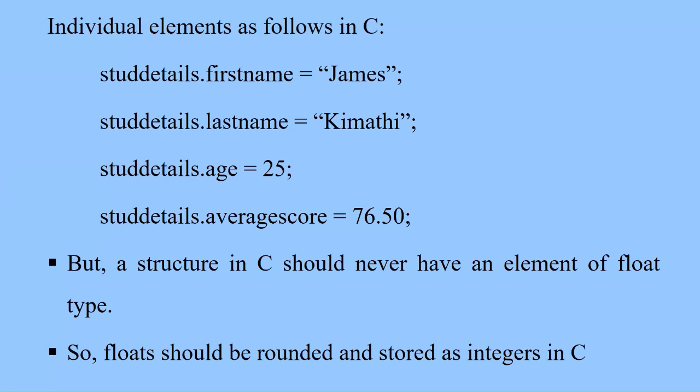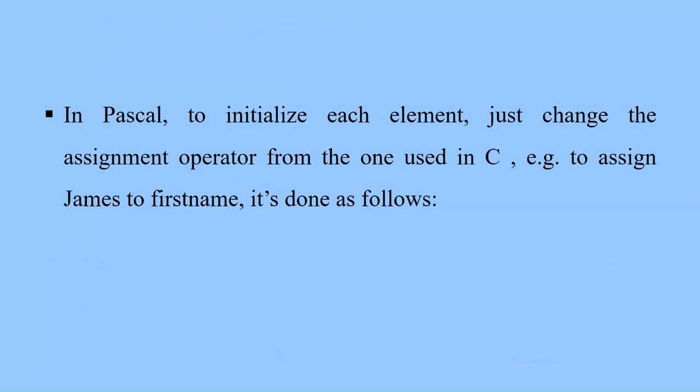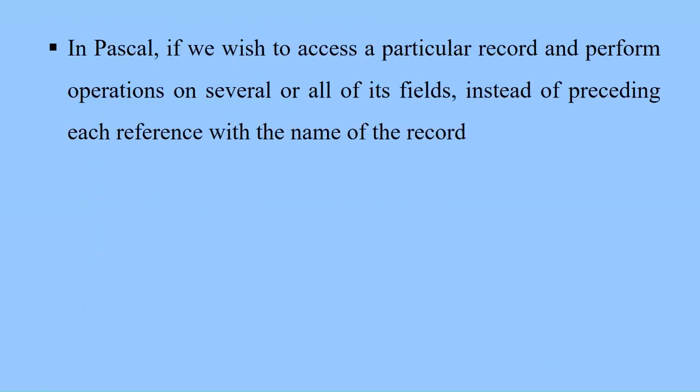So floats should always be rounded and stored as integers in C. In Pascal, to initialize each element, just change the assignment operator from the one used in C. For example, to assign James to first name, it's done as follows: first name, assignment operator, James. So the difference between C and Pascal is simply the assignment operator. So we assign in the same way we assign in C.